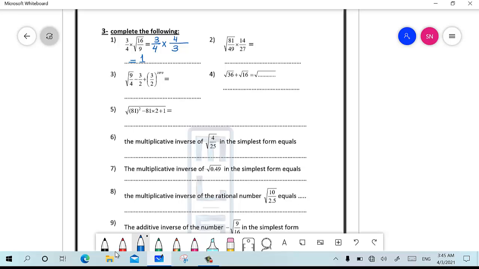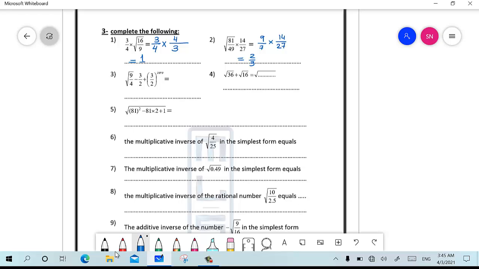And let's go here for number 2. I have square root 81 over 49 times 14 over 27. I'm going to find first the square root of 81 over 49, and this is going to be equal to 9 over 7 times 14 over 27. This is going to be equal to 2 over 3. Let's go now for number 3.